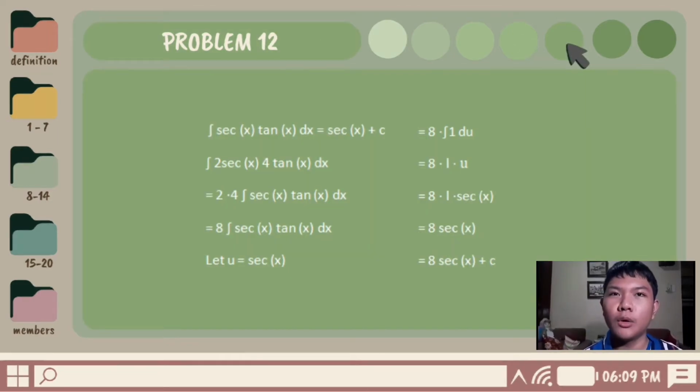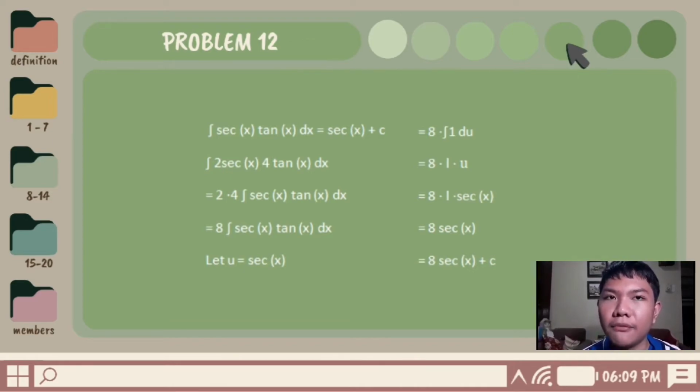Let's move forward with the 12th integral on the list on the table. Integral of secant of x tangent of x dx is equal to secant of x plus c. Here we can have our example as an integral of 2 secant x times 4 tangent of x dx. First thing to do is to take the constant out of the expression, and it will give us 2 multiplied by 4 multiplied by the integral of the secant of x tangent of x dx. Then simplify the constants by multiplying 2 and 4, which will give us an answer of 8.